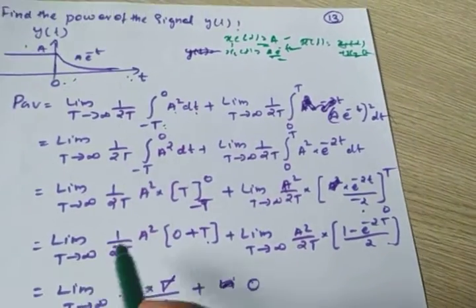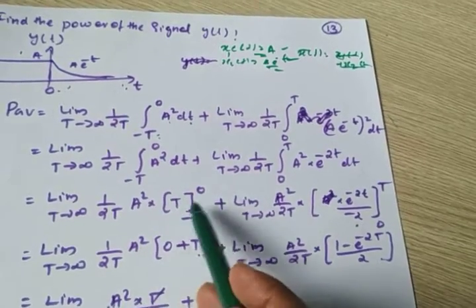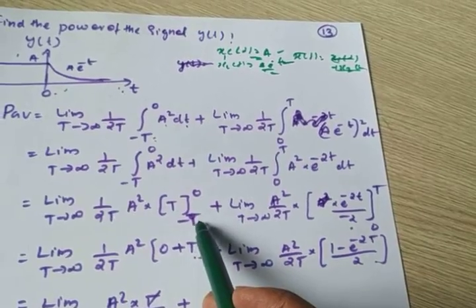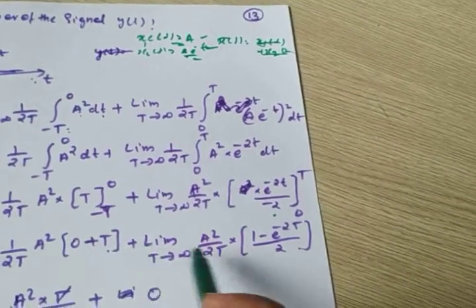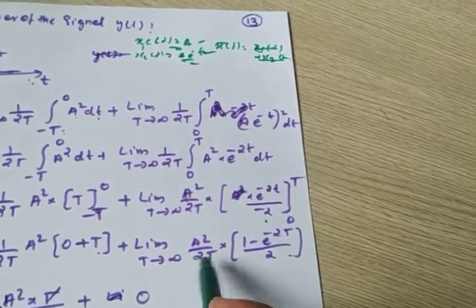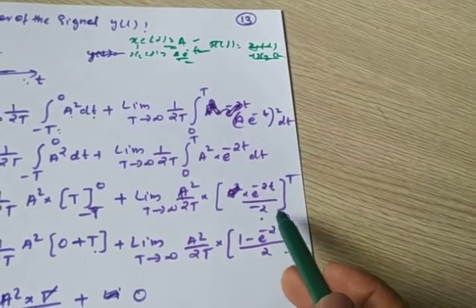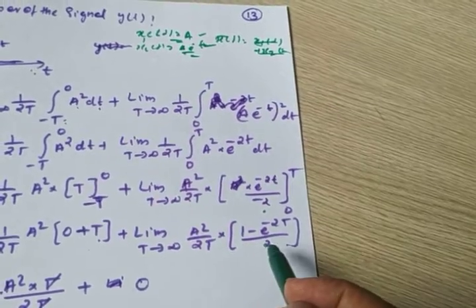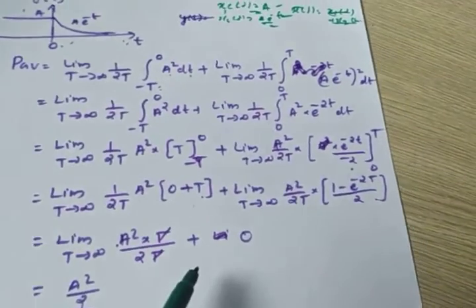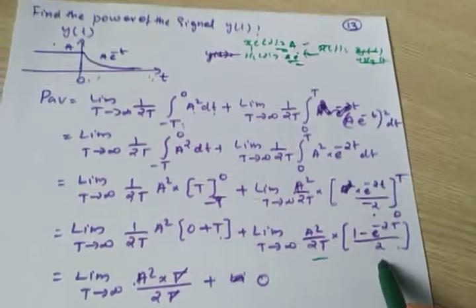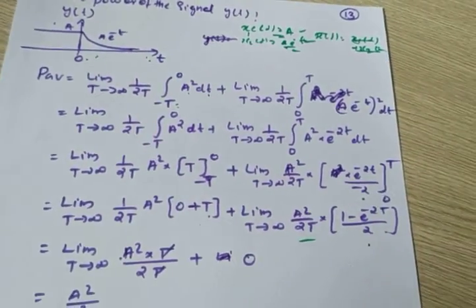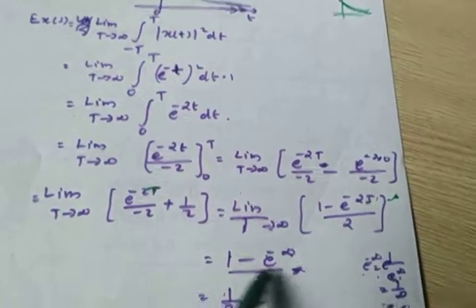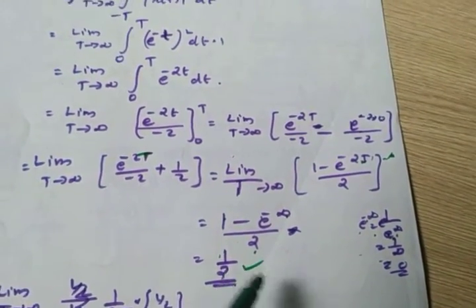So limit t tends to infinity 1 by 2t a square into, apply the limits, upper limit minus lower limit. Upper limit is 0, minus lower limit is minus t, minus minus plus t. Limit t tends to infinity a square by 2t into, apply upper and lower limit, you will get 1 minus e raised to minus 2t by 2. This we already found out in the previous question. So what is the value of this? From the previous question we found out. See, the same question, e raised to minus t. In that question I found its value.